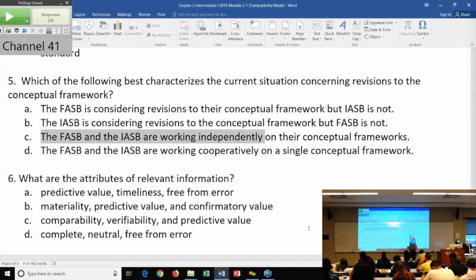Number 6, what are the 3 components of relevance? Predictive, confirmatory, and materiality. So that's going to be big. Now, not only do you have to, I guess, memorize this stuff, I don't necessarily like the word, but you also need to know what each one is at some point.